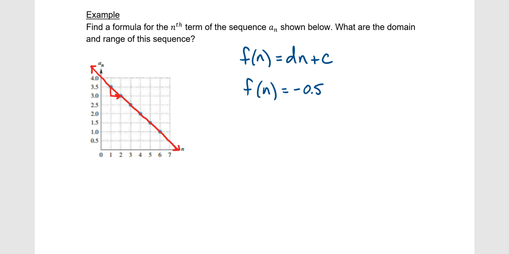So it's negative 0.5 times n plus c. c is the y-intercept. It's crossing the y-axis at 4. So it's actually just as easy as this. I'm going to rewrite this using a sub n instead of f of n. We have our arithmetic sequence, a sub n equals negative 0.5n plus 4.